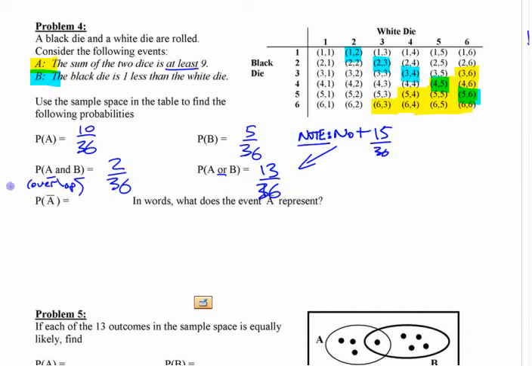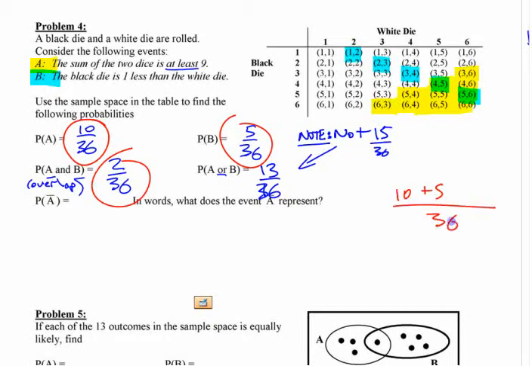The shortcut to get that is if you know this, and you know this, and you know this, you can get it from those numbers. If you just add 10 and 5, but you know you've counted the overlap twice, you can subtract it once. So if you know you've counted the overlap twice, you subtract it once, that's the shortcut. Okay, that's going to be the shortcut when we get to talking about OR a little more specifically.